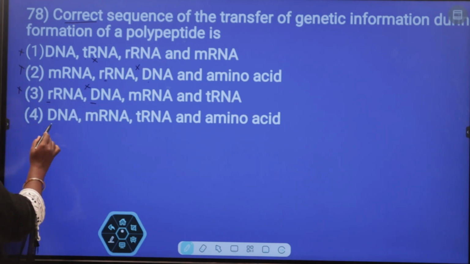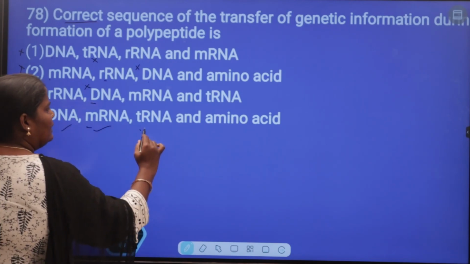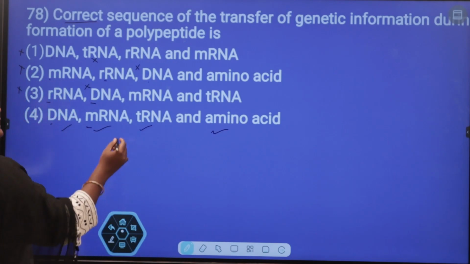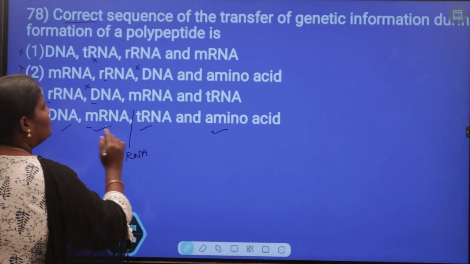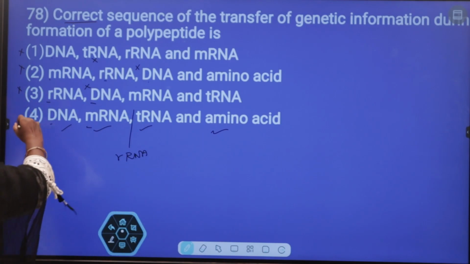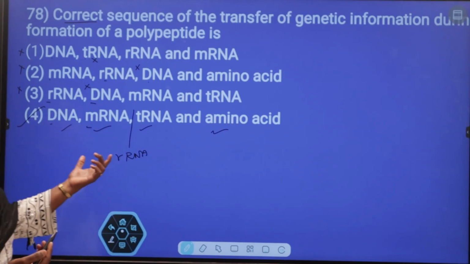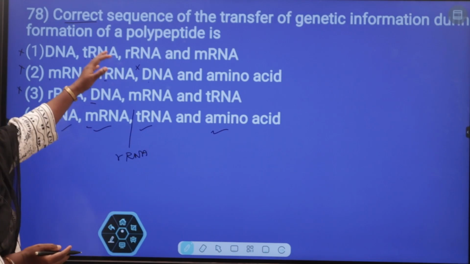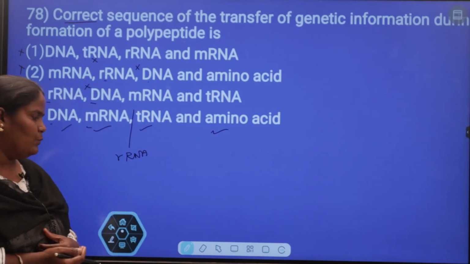But when you are observing here, DNA, yes, RNA, yes. Next, tRNA, amino acid. Even though in between rRNA is also supposed to come, the flow was correct. So, the fourth option is the right answer: DNA, mRNA, tRNA and amino acid. When comparing to all the remaining three options, the fourth option is the right one.